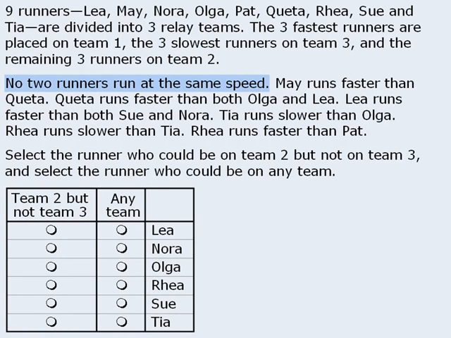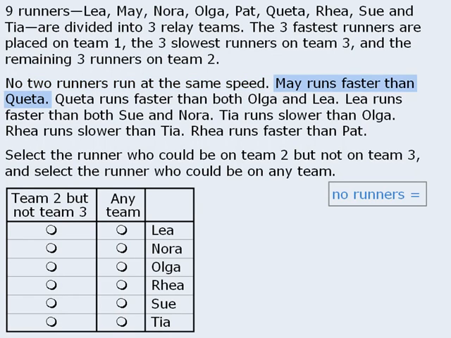So first we're told that no two runners run at the same speed, which we can summarize as follows. Next we're told that May runs faster than Queta. So how should we summarize this? Well, a useful way is to summarize it like this. With this format, we'll say that if a runner is situated above another runner, then the higher runner is the faster runner.